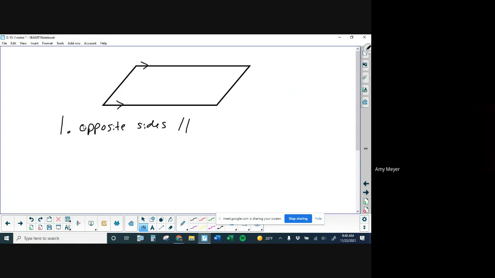Those are parallel. But there's a second pair, which is kind of why I get the name parallelogram. There's lots of parallel happening. Those 2 sides are parallel, as well as these opposites. We give them a double mark so that it's different than the other one. Opposite sides parallel. Number 2, opposite sides congruent.